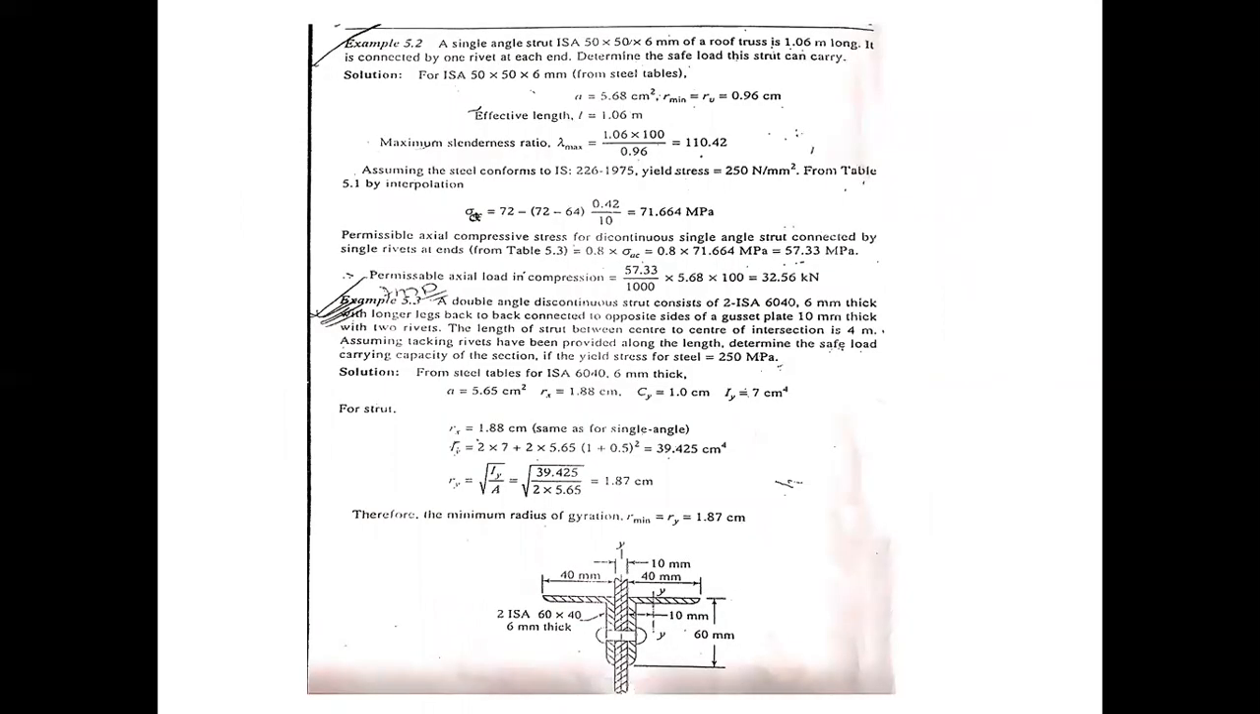Next problem 5.2. A single angle strut ISA 50 by 50 by 6 of a roof truss is 1.06 meter long. It is connected by one rivet at each end. Determine the safe load this strut can carry. Okay, so now we'll see this problem.